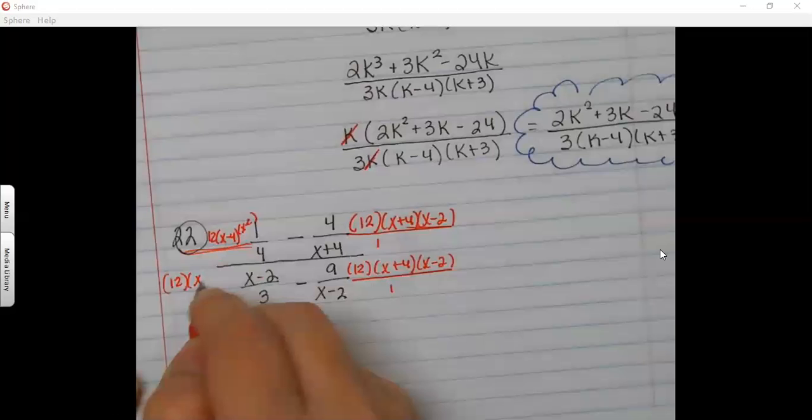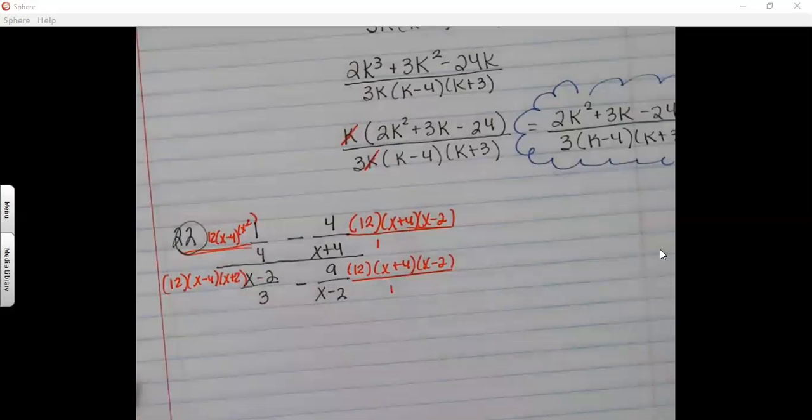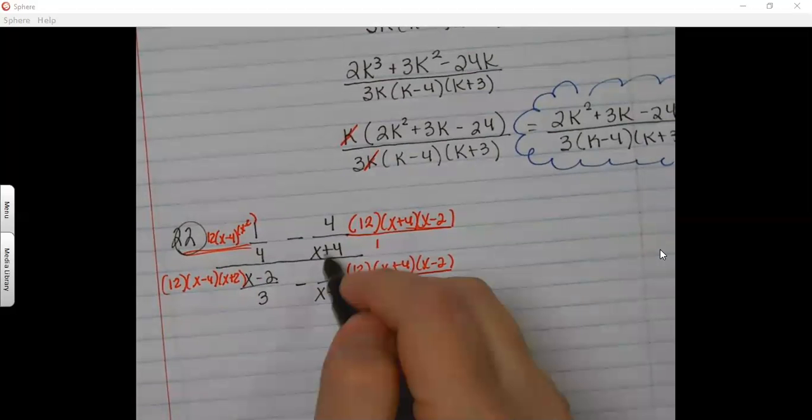This one's going to be a little crazy. So first thing I'm going to do is go cancel and reduce where I can. So let's see, the top right, x plus 4s will just cancel out nicely, right? Bottom right, x minus 2s will cancel out nicely.